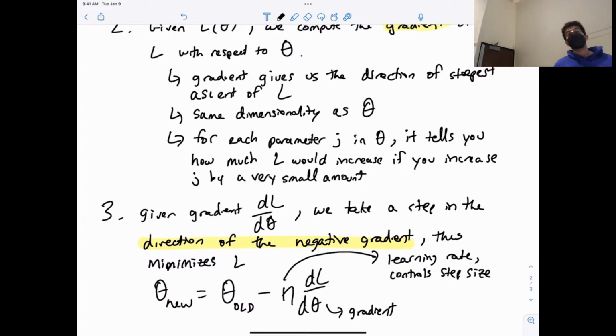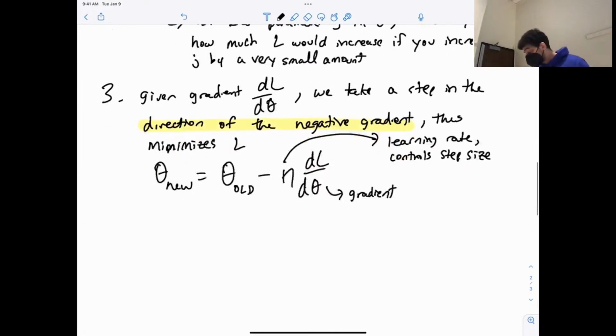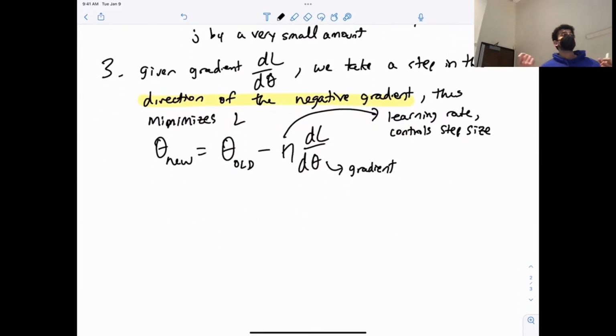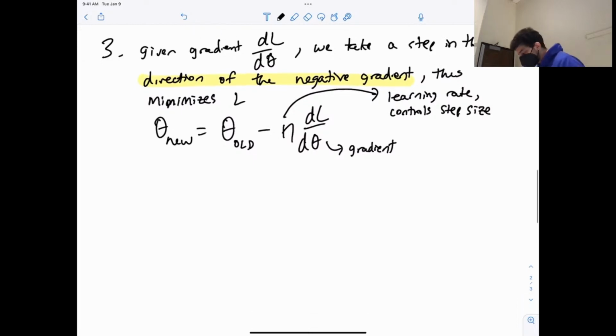And there are many ways that people have to learn these learning rates per parameter. They can adjust them and so on, but intuitively it's just controlling the step size, and you need to find a balance. So let's take a look at an example, and maybe it'll be a little more clear.